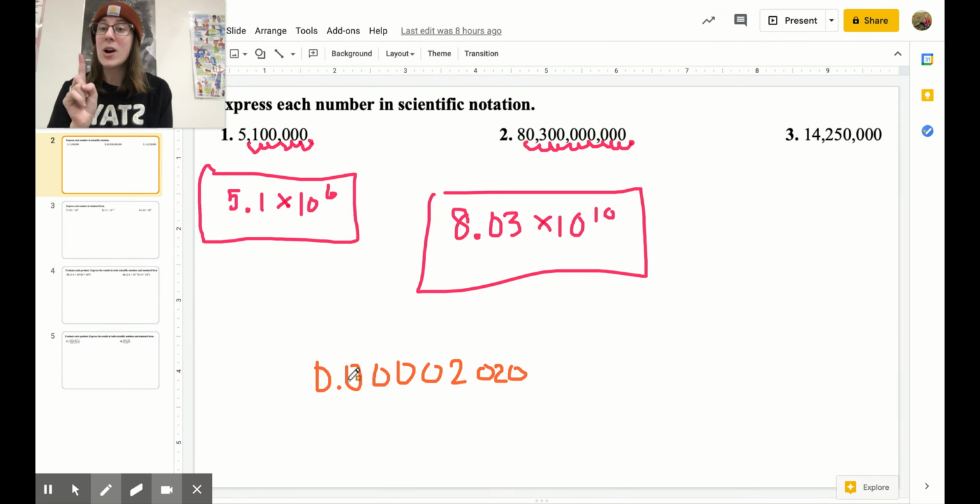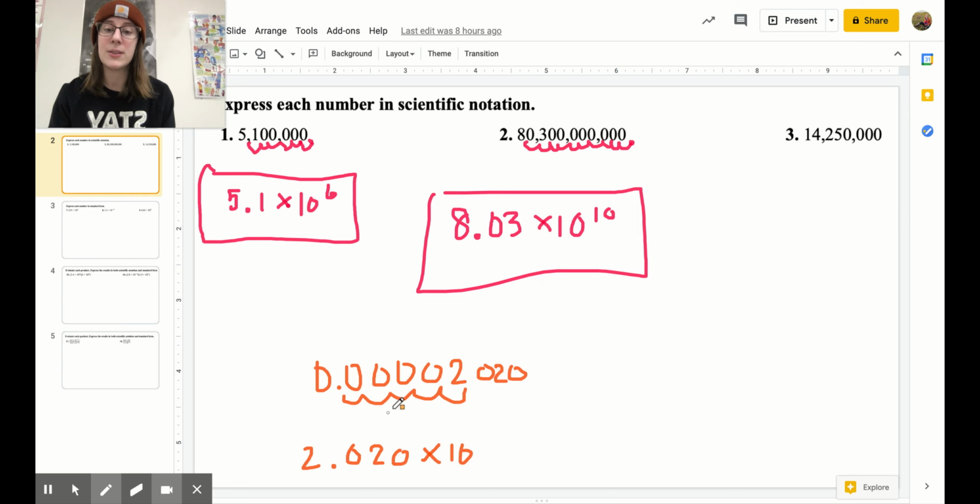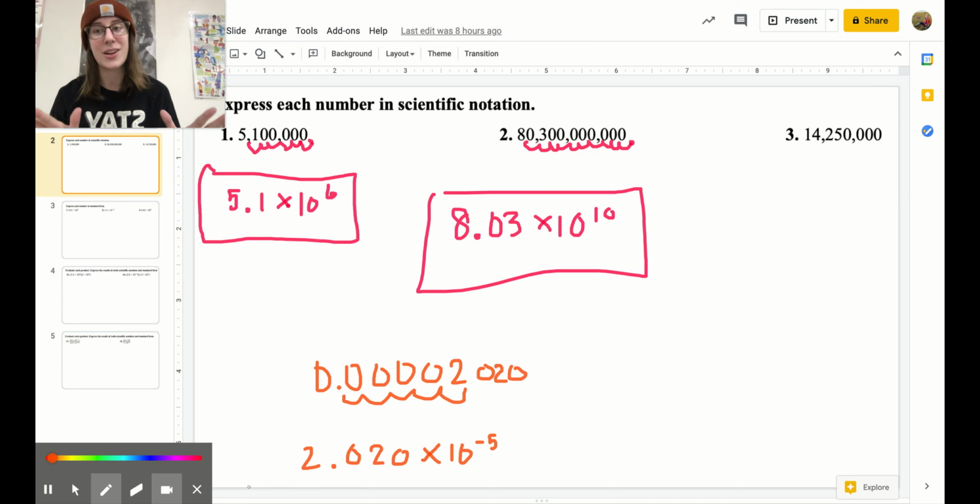So I want one number in front of the decimal. So I'm going to count 1, 2, 3, 4, 5. I moved it 5 times. So then I have 2.020 times 10. It's always going to be times 10 to the power of something. And I moved it 1, 2, 3, 4, 5 times. But because it's small, it's going to be a negative exponent. And that's how you'll do those. So pause it, try those problems, then we're going to move on.